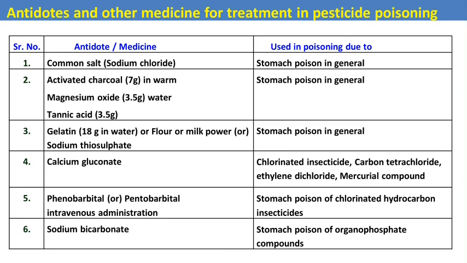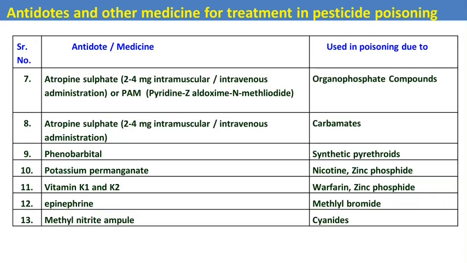For chlorinated insecticides, we can use calcium gluconate, or for chlorinated hydrocarbons or stomach poison we can also use phenobarbital. Then for stomach poison and organophosphorus insecticide, we can use sodium bicarbonate. These are some of the antidotes.